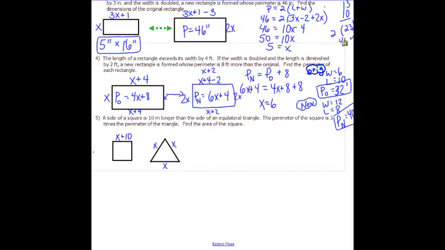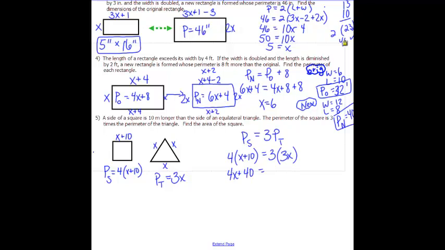The perimeter of the square is 3 times the perimeter of the triangle. Well, the perimeter of the square, so P sub s, is 4 times x plus 10. The perimeter of the triangle, P sub t, is 3 times x. And what are they telling me? The perimeter of the square is 3 times the perimeter of the triangle. So the perimeter of the square I know is 4 times the quantity x plus 10, and that's the same as 3 times, now be careful here, it's 3 times that 3x that we had. So 4x plus 40 equals 9x, and you can solve that and get x equals 8.